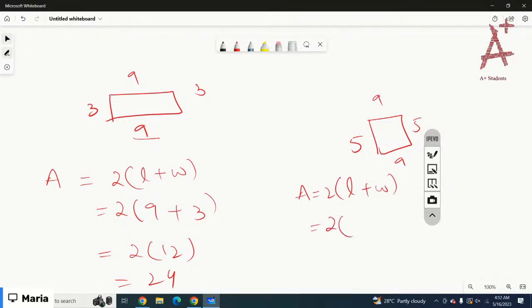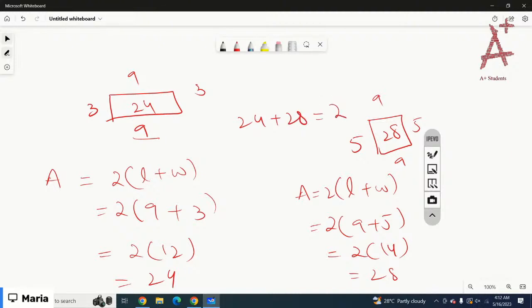It would be 2 times 9 plus 5. 9 plus 5 makes 14. 2 times 14 is 28. So the area of this figure is 24 and the area of this figure is 28. You have to just add up both the areas. Got it? It would be 24 plus 28, so it would be 52. The area of the shape is 52.